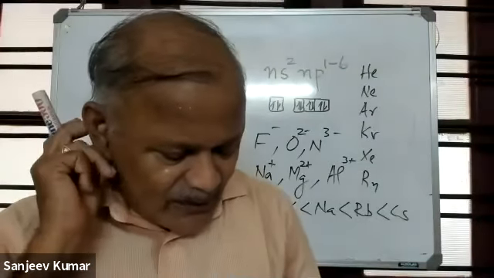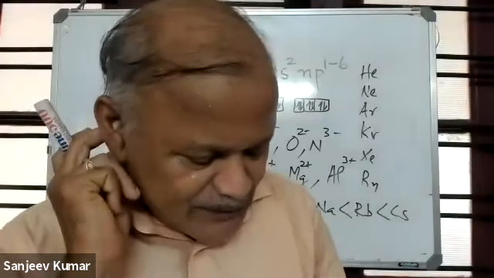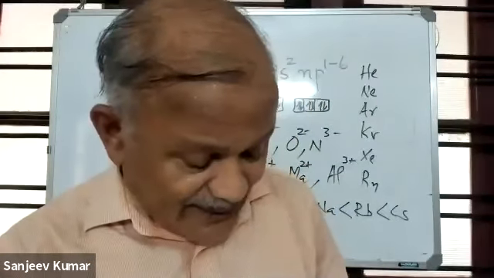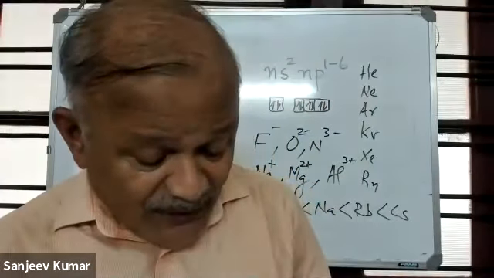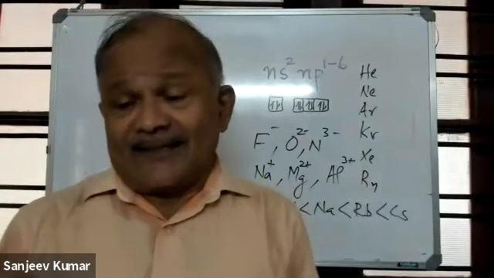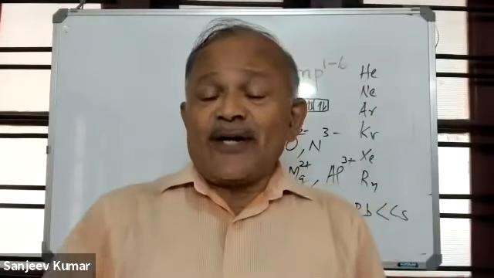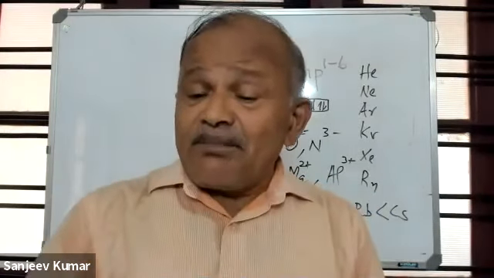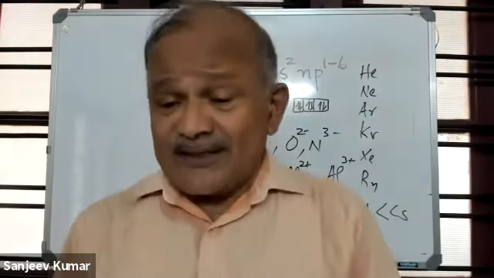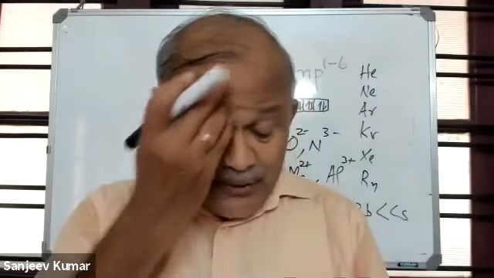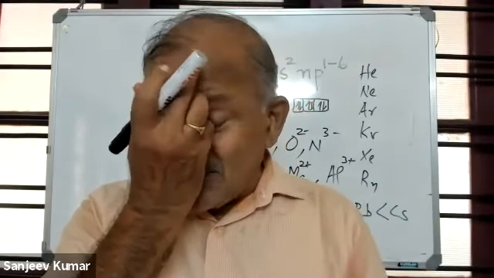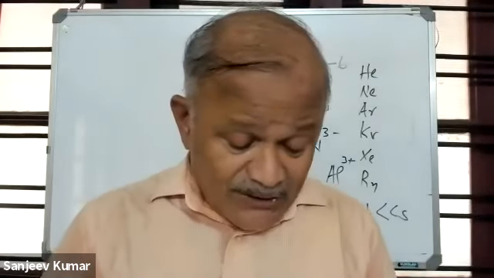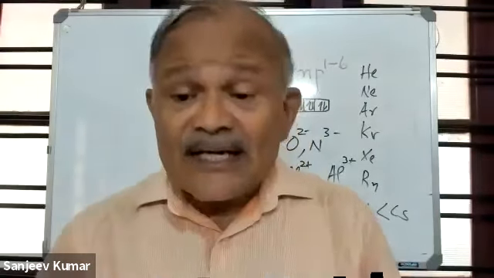What does the electronic configuration 1s2, 2s2, 2p5, 3s1 indicate? If you write the electronic configuration, only after filling the 3p level will it go to the 4s. And therefore it should be 1s2, 2s2, 2p6, that is neon core. And here it is 1s2, 2s2, 2p5, 3s1.